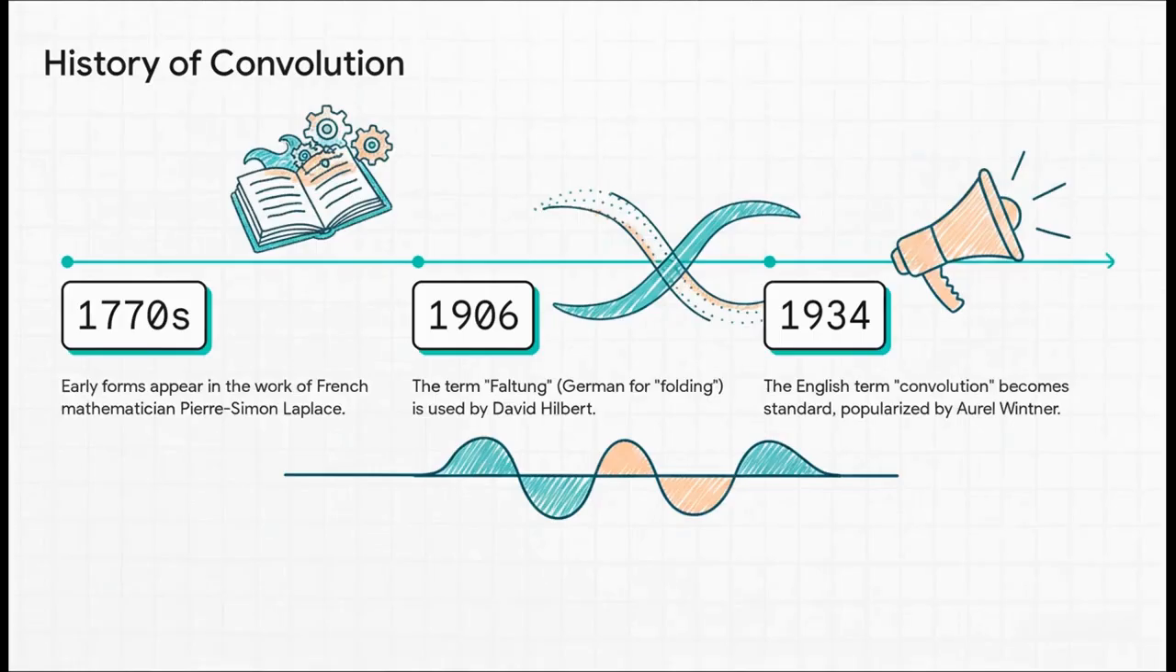And this idea has been around for a long time. I mean, we're talking about concepts that were being kicked around back in the 1770s by guys like Laplace. What's really cool is that for a while it was called Faltung in German, which means folding, and that's actually a perfect description, as you'll see in a minute. The English name convolution didn't really stick until the 1930s.